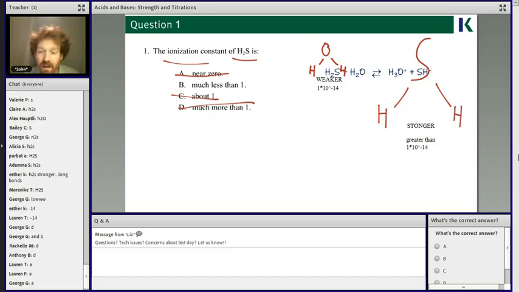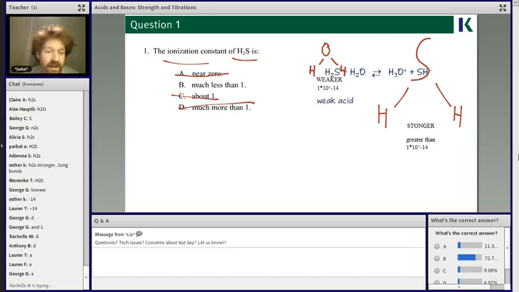It's answer choice D. Sorry, B, excuse me, not D, B. As we have it all crossed out. You got it. So it is answer choice B. It will be much less than 1 because it's stronger than water, but it is not that much stronger than water. And so that eliminates everything but 1.